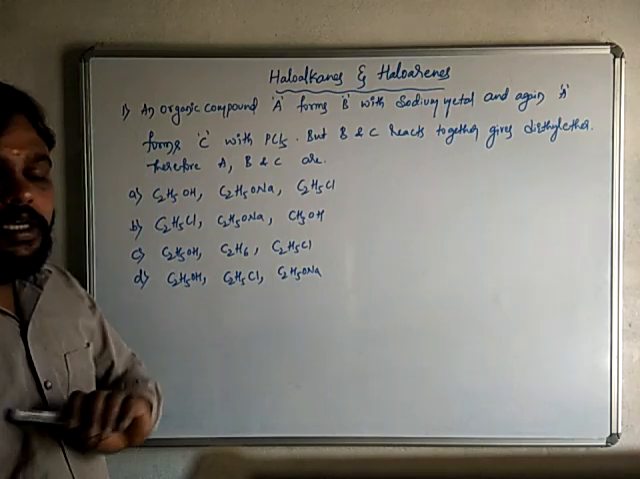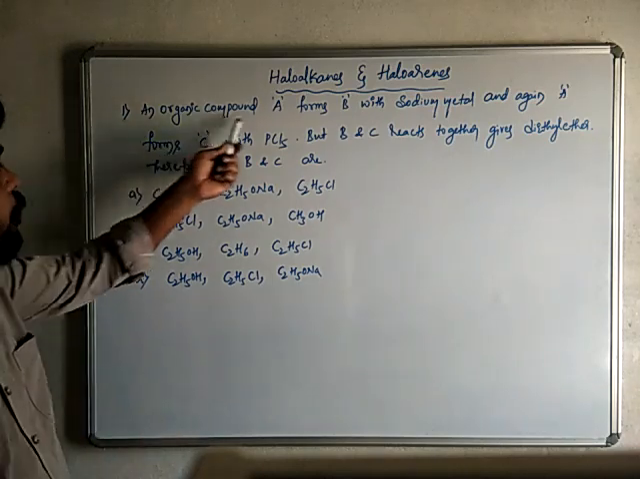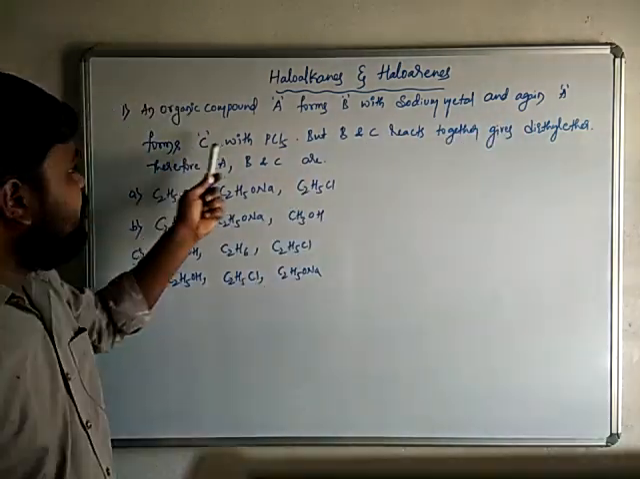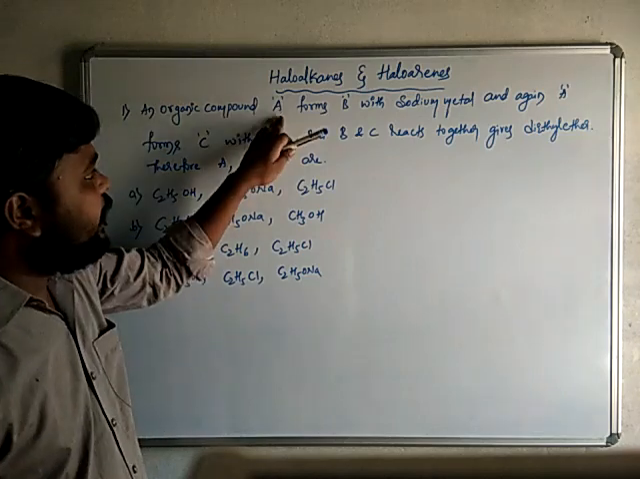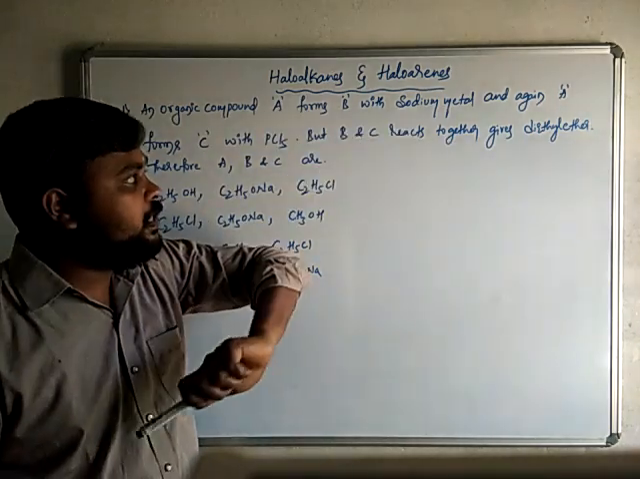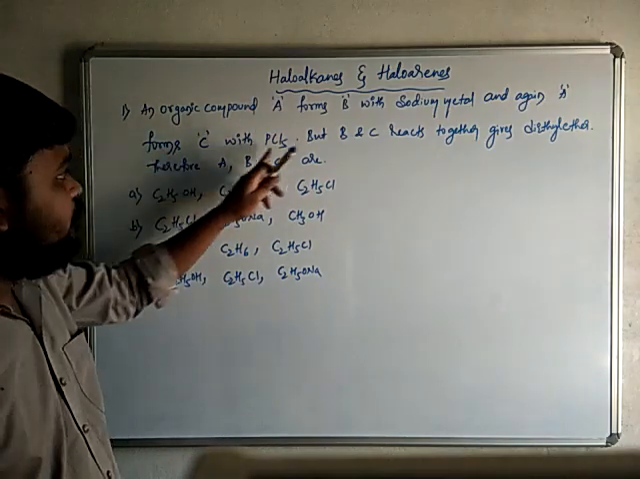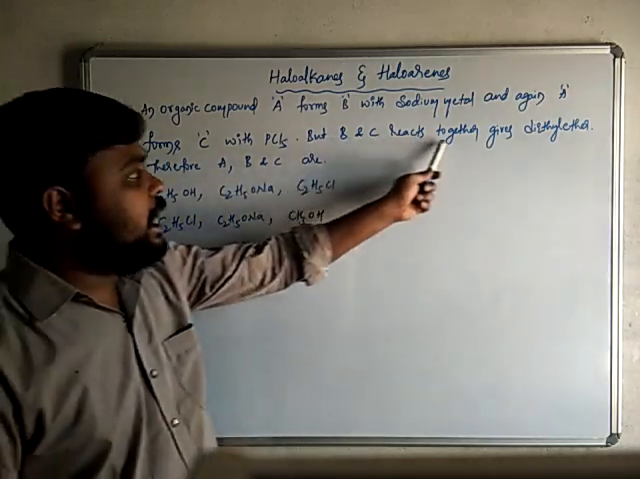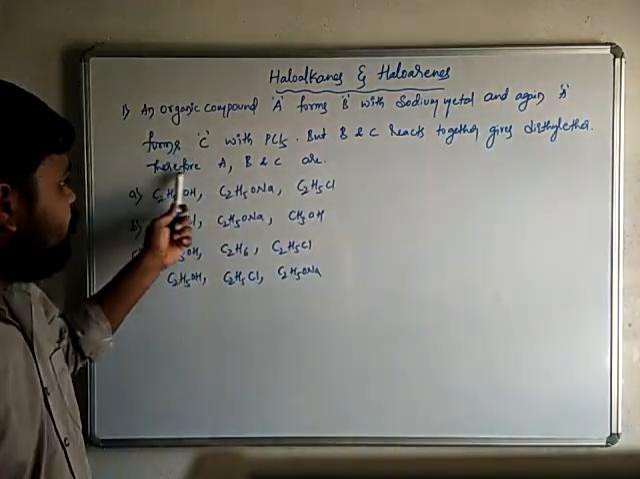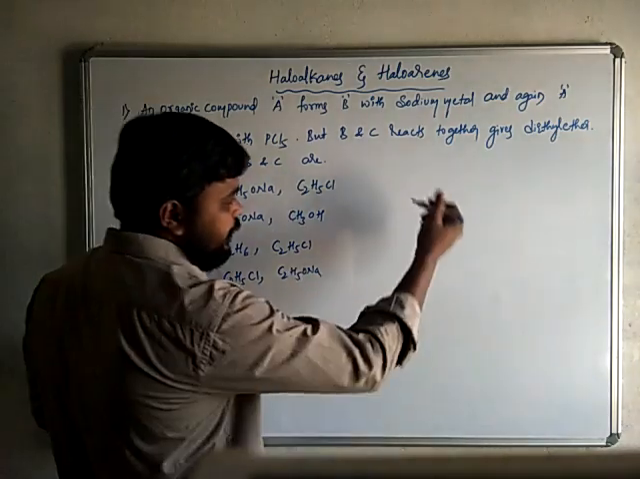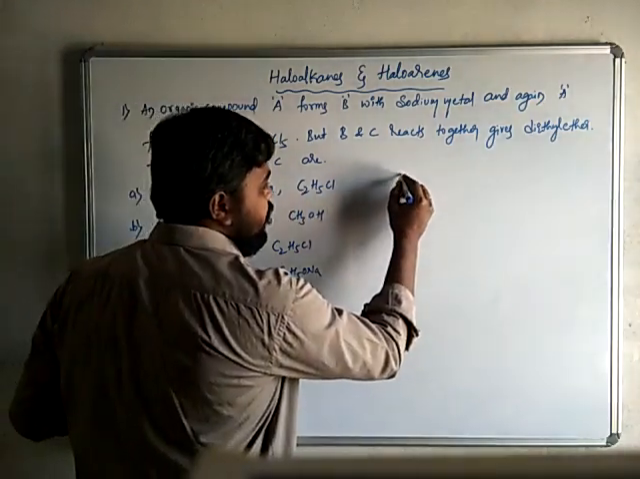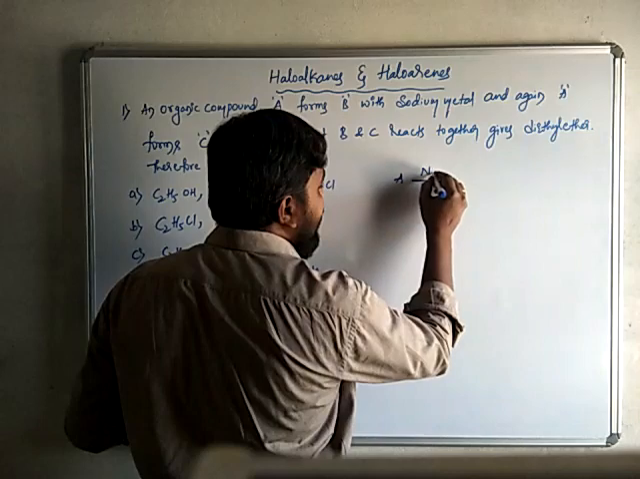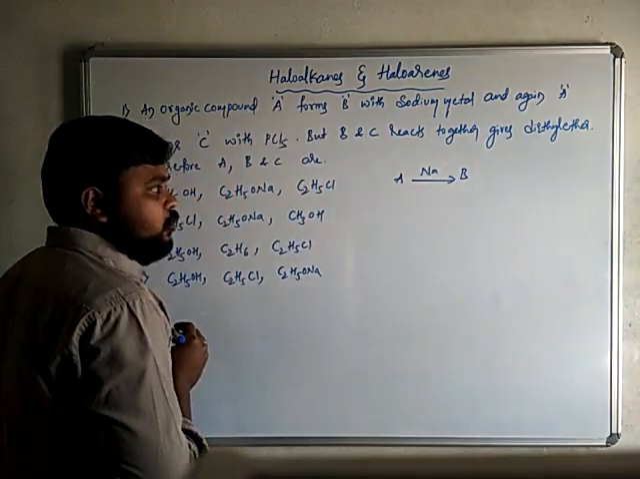So the first question: an organic compound A forms B with sodium metal, and again A forms C with PCl5. But B and C react together giving diethyl ether. So what are A, B, C? Let me plot the graph of this question. First, initially A is taken. A can form B with sodium metal. If you react A with metal sodium, it gives B.